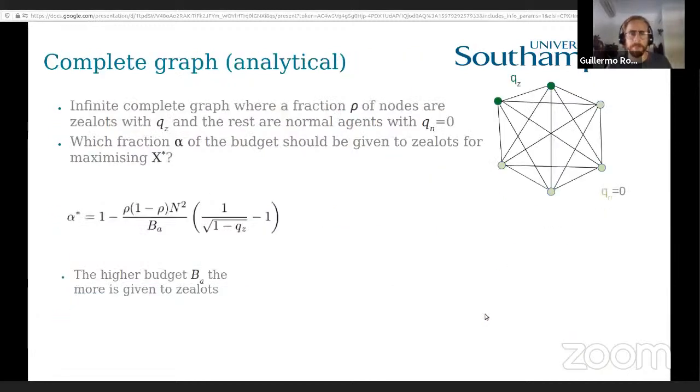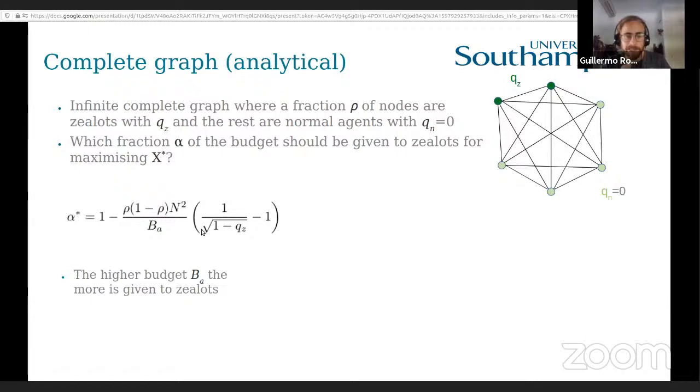So first we start with a complete graph as a simpler example. Because of its high symmetry, we can find analytical solutions and compute the maximum analytically. So the question here: we have a fraction rho of nodes in the network that are zealots, and the rest are normal agents that are unbiased. So the question is, how much of the budget should be put onto zealots and how much onto the other agents? And the solution we get is this one here, which says that it depends on rho, on the level of zealotry Q_Z, and the budget.